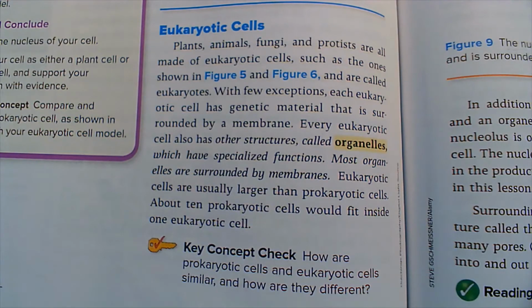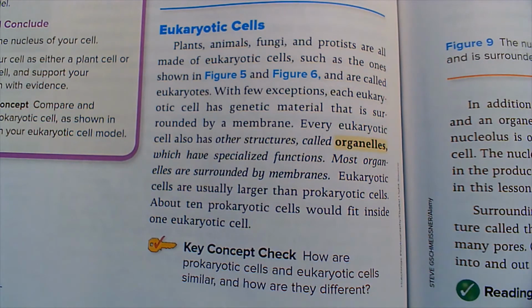All right, so eukaryotic cells. Plants, animals, fungi, and protists are all made of eukaryotic cells, such as the ones shown in Figure 5 and Figure 6, and they are called eukaryotes. With few exceptions, each eukaryotic cell has genetic material that is surrounded by a membrane. Every eukaryotic cell also has other structures called organelles, which have specialized functions. Most organelles are surrounded by membranes. Eukaryotic cells are usually larger than prokaryotic cells. About 10 prokaryotic cells would fit inside one eukaryotic cell.